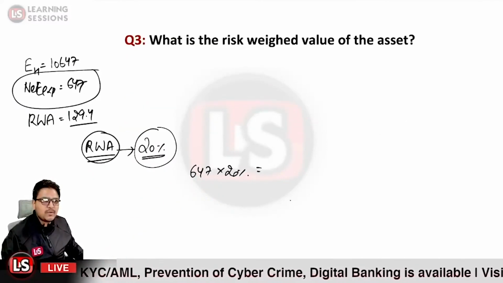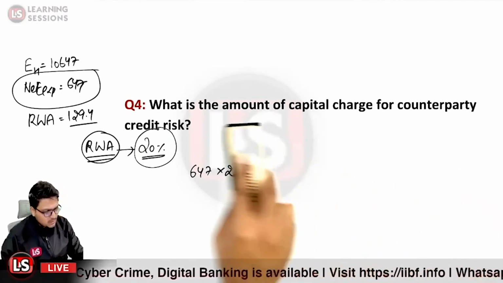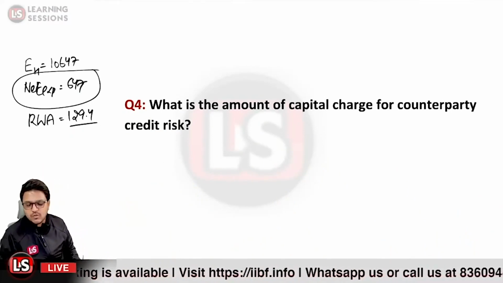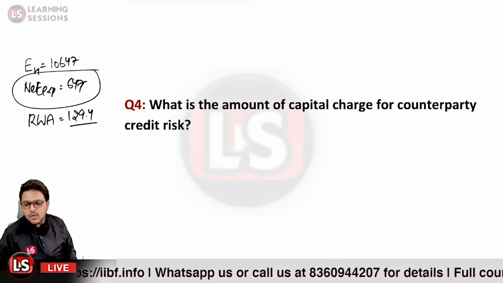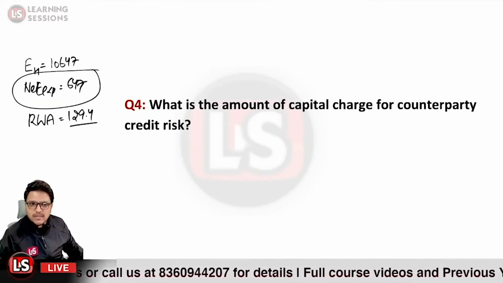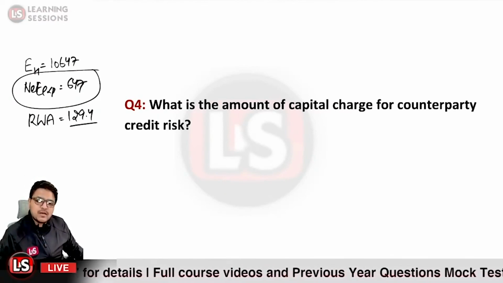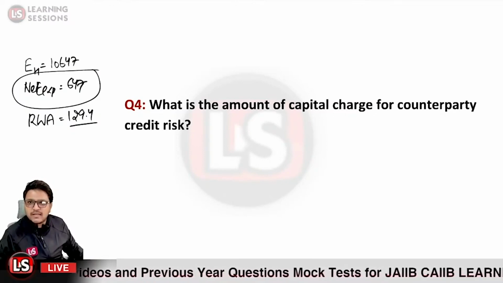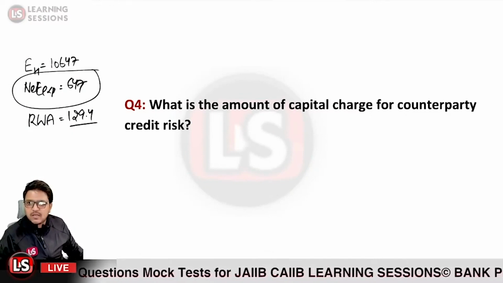So in the next question it is asked, what is the amount of capital charge for the counterparty credit risk? Now in the case of government dated securities, who is the counterparty? The counterparty is the government itself. So does there exist any kind of credit risk? There will be no credit risk existing in this particular case.